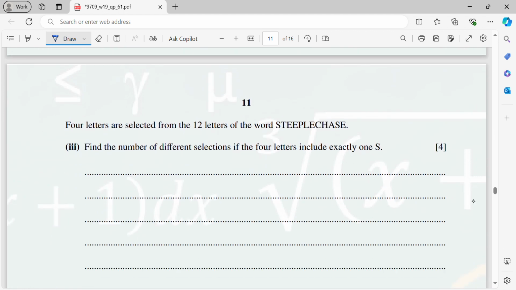Okay, now 4 letters are selected from the 12 letters of the word. Find the number of different selections, not arrangements, if the 4 letters include exactly one S. So now here, STEEPLECHASE. Basically here I will say that I have 12 letters. Out of 12 letters, there are 4 E's, then 2 S's, and 6 others.